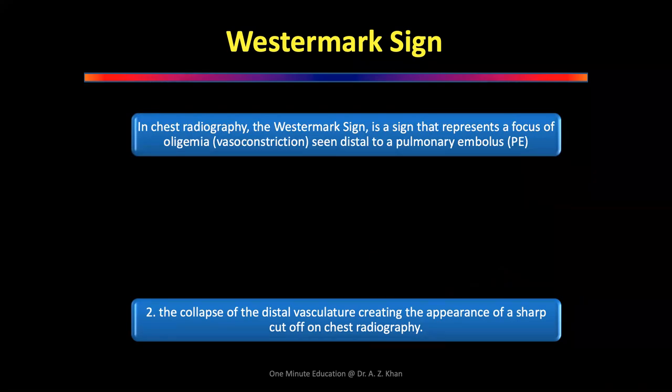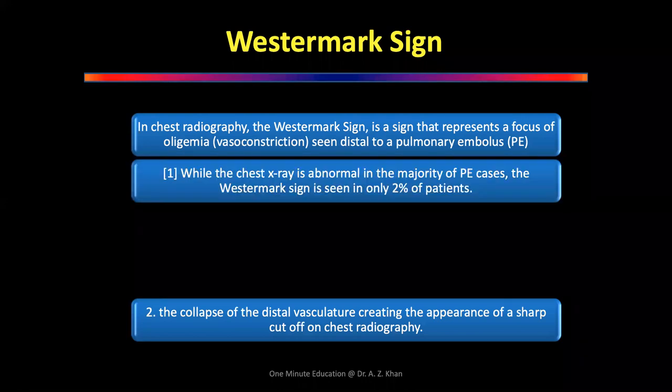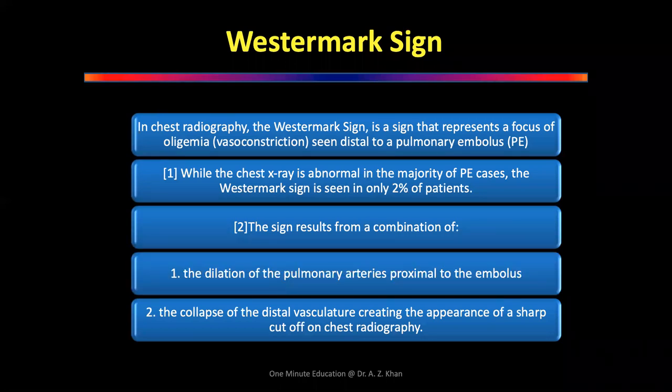Okay. It's a sign that represents a focus of oligemia, which is vasoconstriction, distal to the pulmonary embolus. So you look for a sharp cutoff of the pulmonary artery, and it's seen in about 2% of patients. It's a combination of dilatation of the artery proximal to the embolus, and collapse of the distal vasculature. Okay, and its appearance is a sharp cutoff.